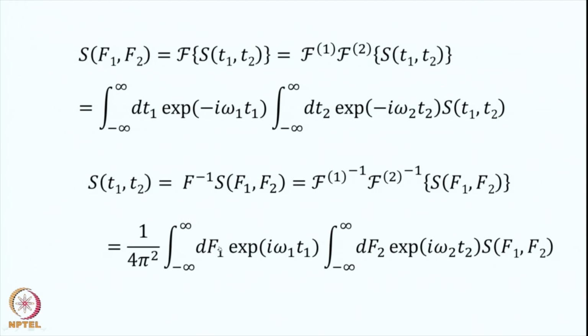Now this is the variable of the frequency spectrum, and this is the Fourier transformation spectrum. When you do the forward Fourier transformation, you have it as minus i omega 1 t1. So here for the inverse Fourier transform you will have it as i omega 1 t1. Similarly here, integral from minus infinity to infinity df2 exponential i omega 2 t2, and here it is minus i omega 2 t2 on the time domain for forward Fourier transformation, and here for the inverse transform you will have i omega 2 t2, and here you have the frequency domain spectrum S(f1, f2).